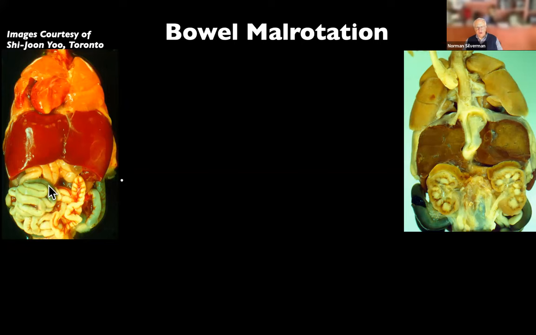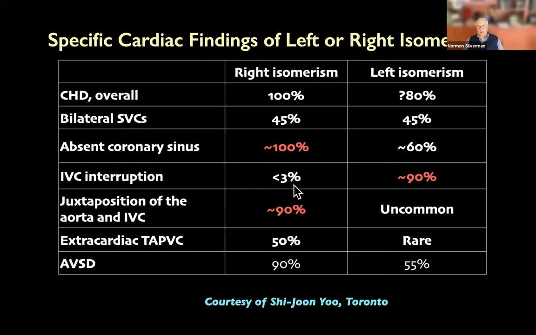So this is from the front. Here you can see a partial stomach going into the chest, and you can see that there are bilateral trilobed lungs on both sides, as well as some enlargement of the kidneys. So I would like to use these lists. I published it in my textbook in 1991. But overall, right isomerism has these findings in almost 100%.